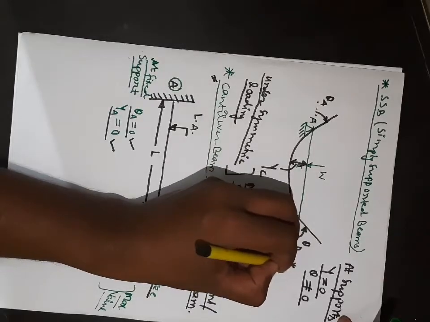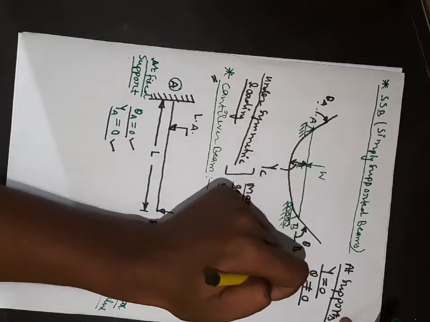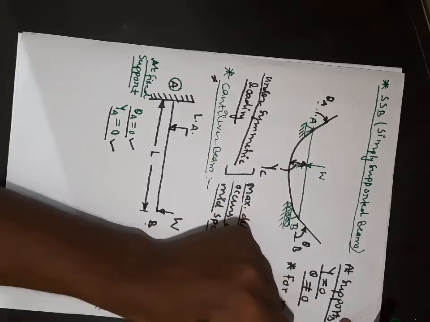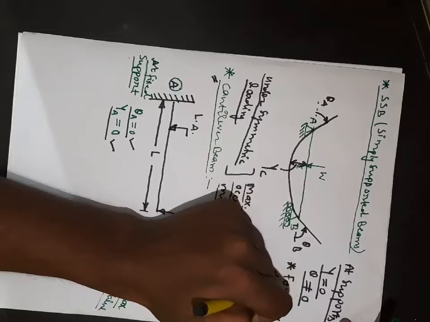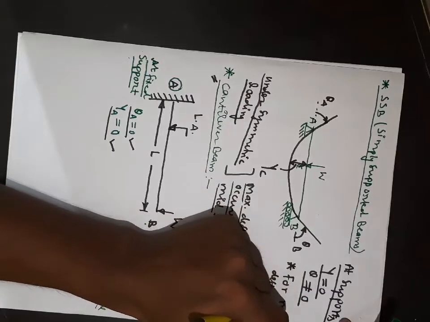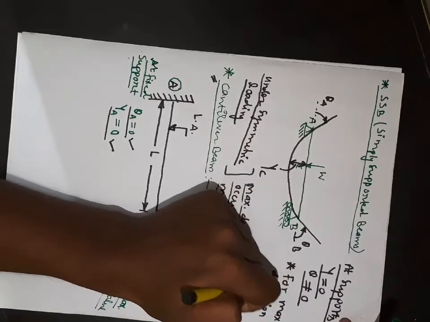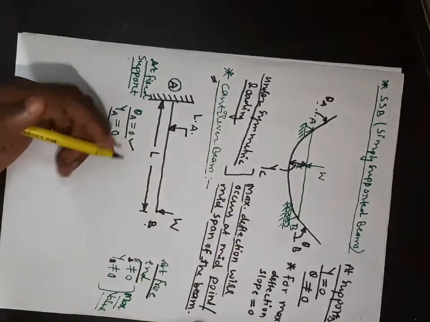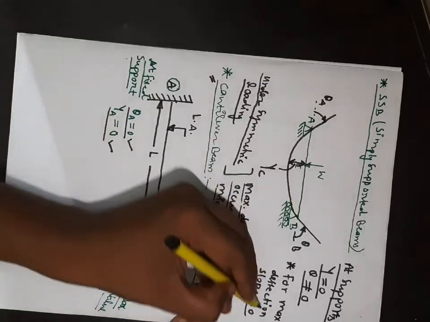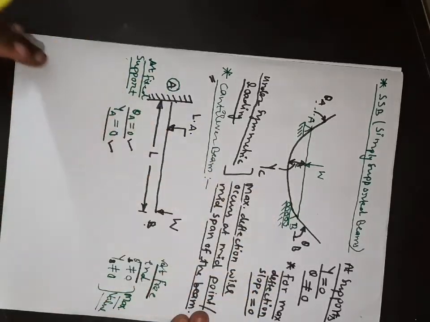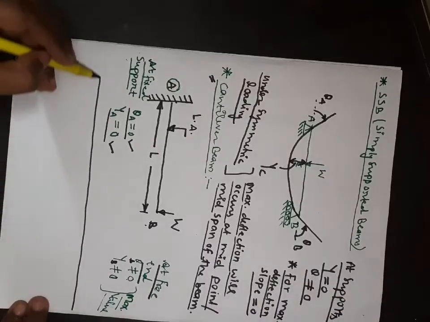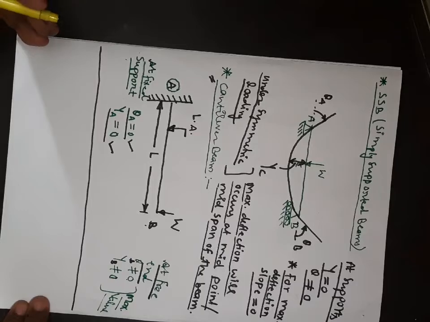One thing you must remember here: for maximum deflection, slope is equal to 0, or we can say that where the slope of the beam is 0, at that point deflection will be maximum. So students, these are some boundary conditions related to simply supported beams and cantilever beams.